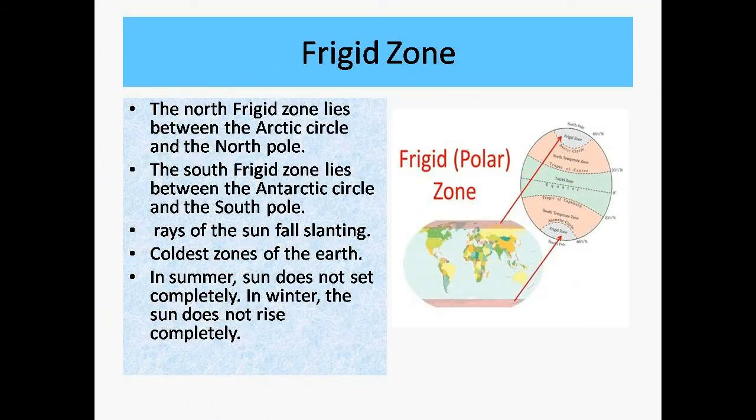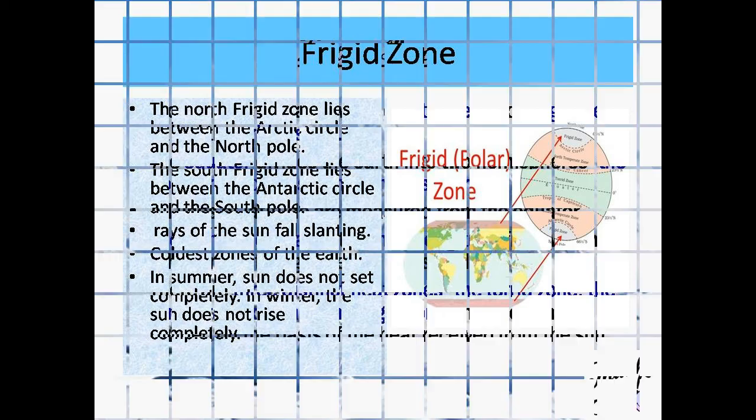Frigid zone. The frigid zone is also in two parts on the earth, that is north frigid zone and the south frigid zone. The north frigid zone lies between the Arctic Circle and the North Pole. The south frigid zone lies between the Antarctic Circle and the South Pole. The rays of the sun fall slanting here. That's why the sun rays falling on this region of the earth are very weak. They are the coldest zones. In summer, the sun doesn't set completely, while in winter, the sun doesn't rise completely.